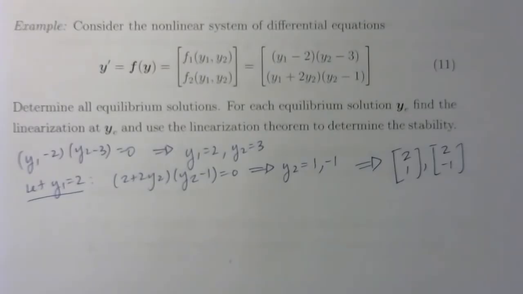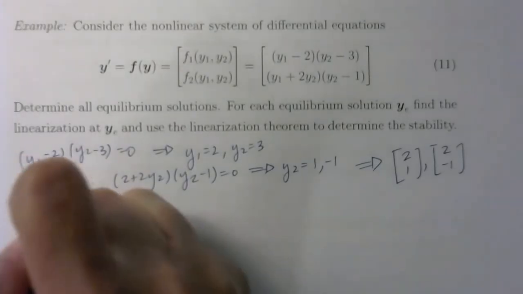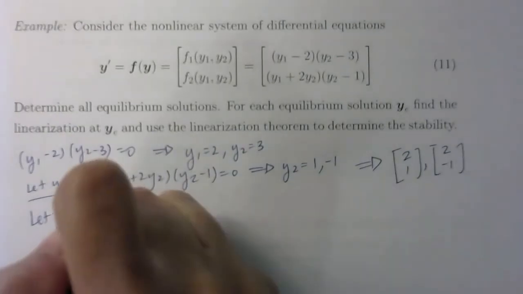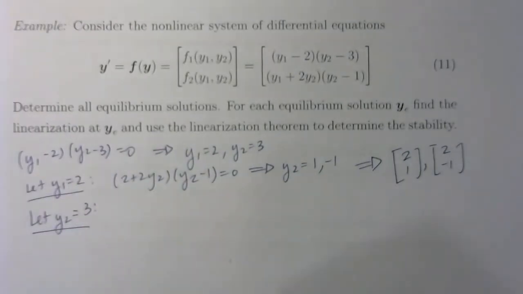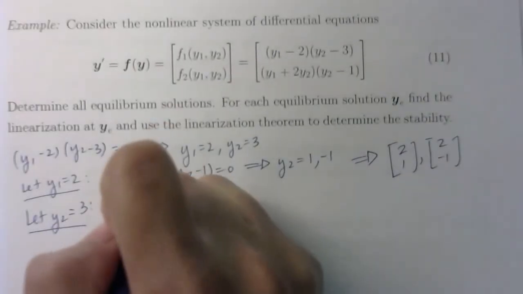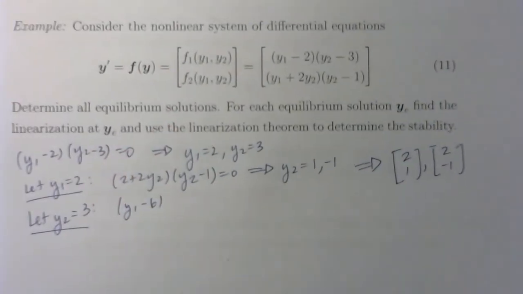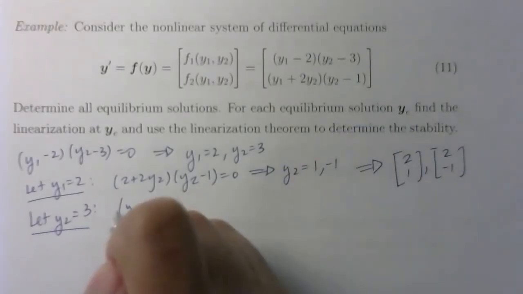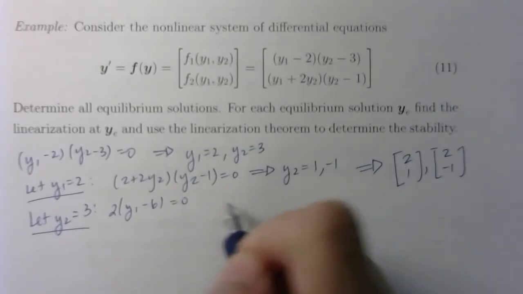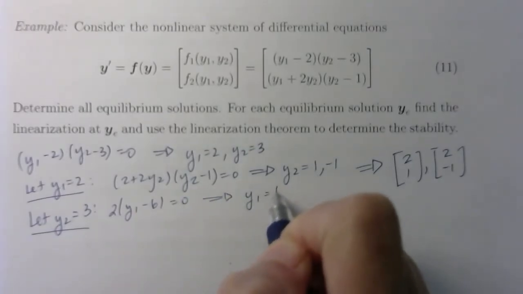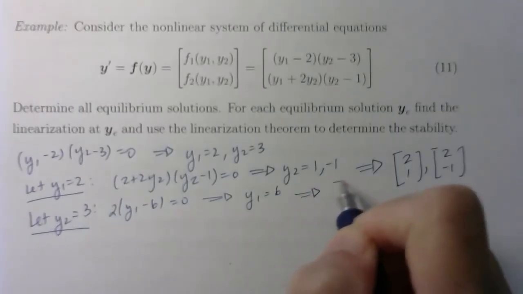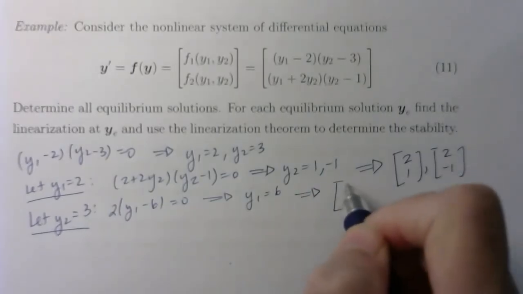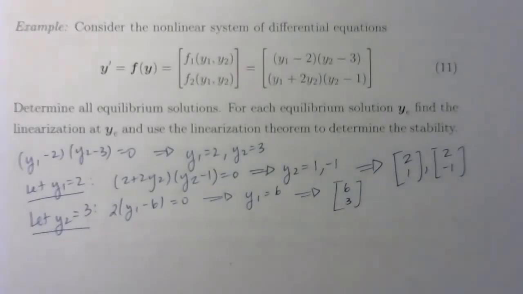And you have the second element as plus or minus 1. Now let's try the other case. If we have y2 is equal to 3, the second equation becomes y1 minus 6. And then y2 is 3, so this is times 2 is equal to 0. So y1 is equal to 6, and so the other equilibrium is 6 and 3. So 3 equilibria for this system. Great.